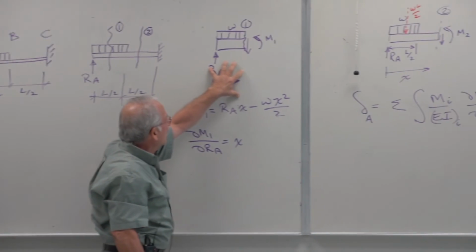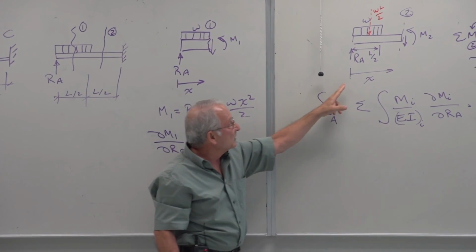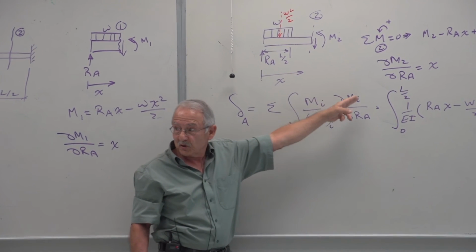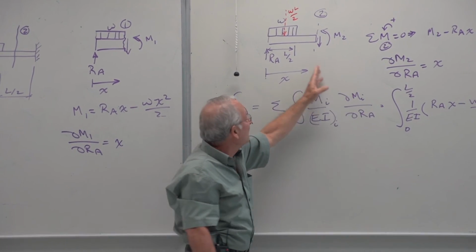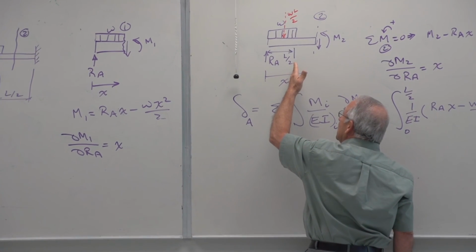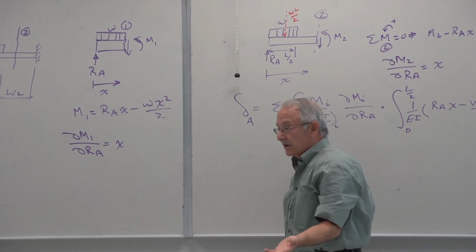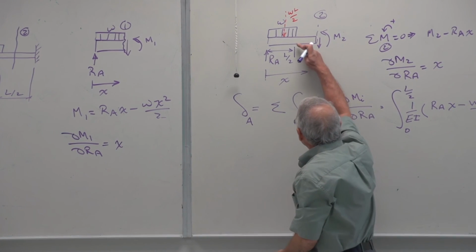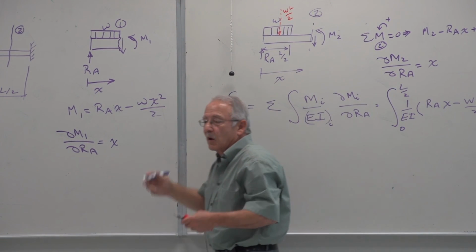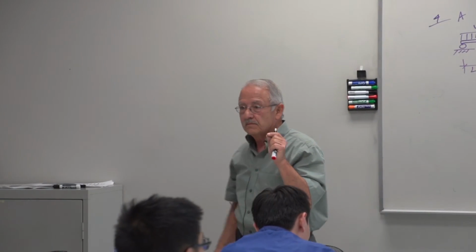In the first free body diagram, x starts from here and goes to L over 2. In the second free body diagram, x starts from the same place and goes all the way to L. But we're evaluating the moment in this section. Now your question may be, can I take x from here? The answer is yes. But then you have to find the moment at this point and the shear force at that point and all of that. Yes, you can do that, but that's a lot more work. So the second one is L over 2 to L.